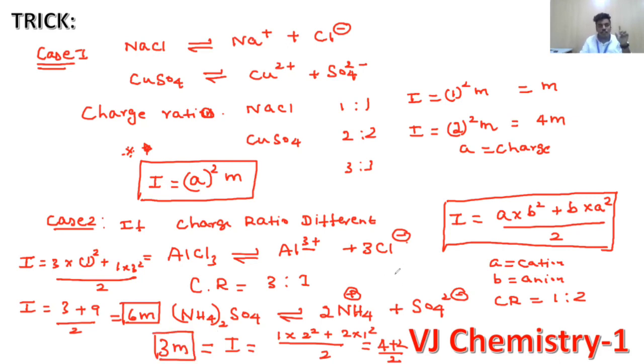If the charge ratio is the same, the formula is A square into m. If the charge ratio is different, the formula is A into B square plus B into A square, divided by 2. This is a simple trick. Using it, we can solve all ionic strength problems in entrance exams. If you go for JAM, the Hyderabad entrance or the Delhi University entrance, the ionic strength concept is very important, and questions can be asked every year.